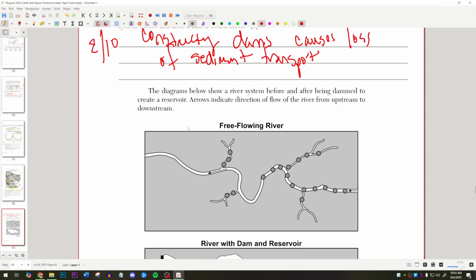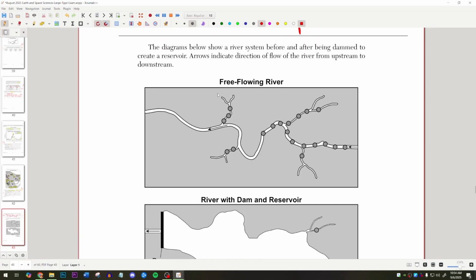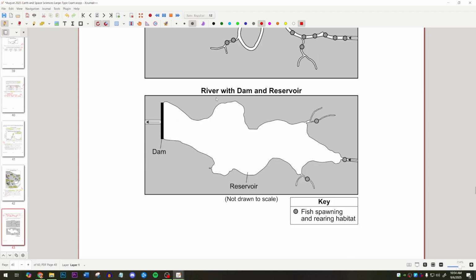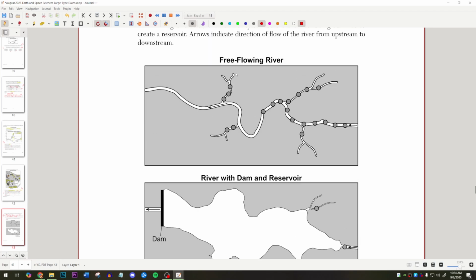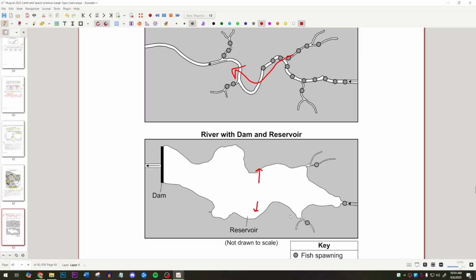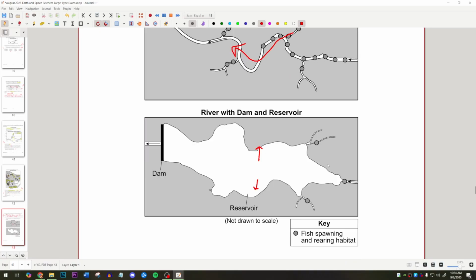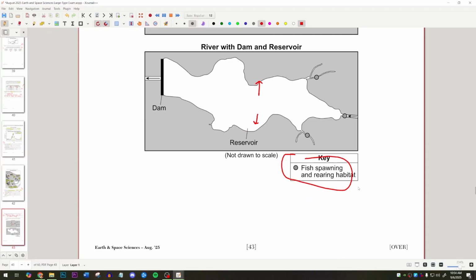All right, going on. Diagrams below show a river system before and after being dammed to create a reservoir. Arrows indicate direction of flow of the river from upstream to downstream. Okay. Free-flowing river. I don't know what the dots are yet. And we're going this way. River with a dam. So they dammed it, and look what happened to the river. This very much expanded. Fish spawning and rearing habitat. So look, there are all the fish habitats, and now they're gone, so it was negative to fish.